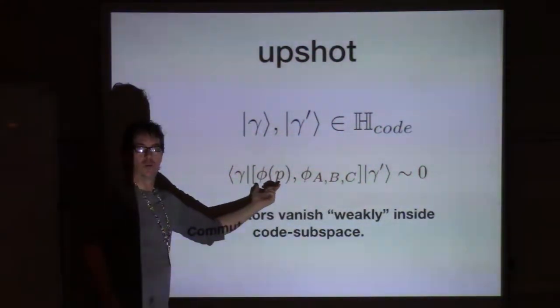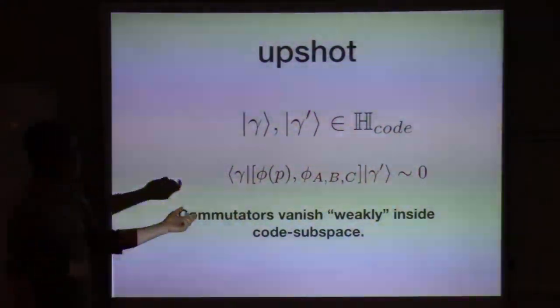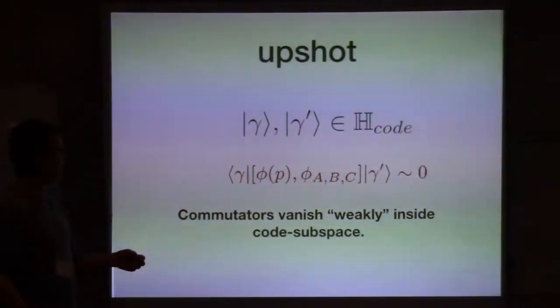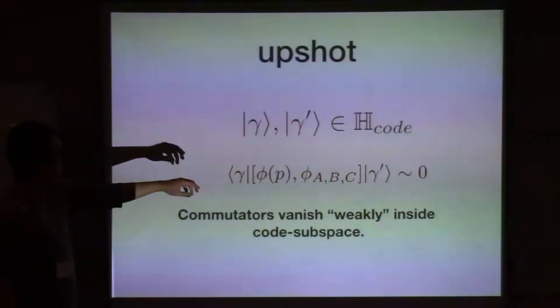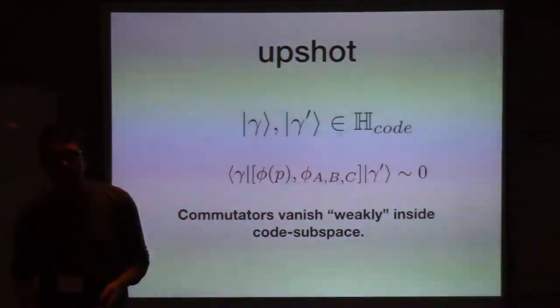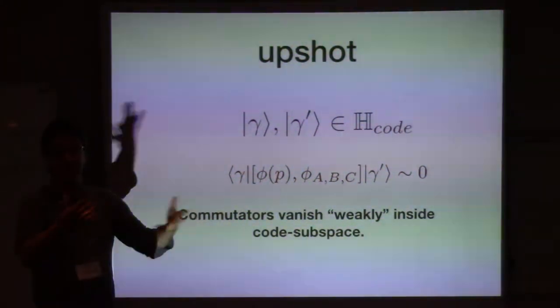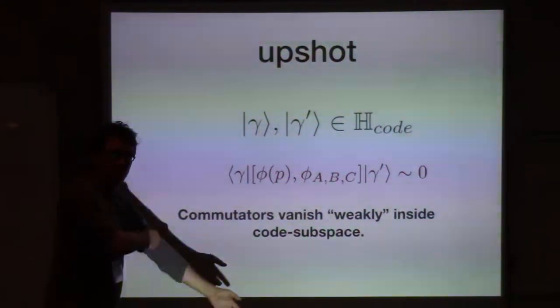But then I have to tell you what the different reconstructions of phi P are. So the phi P have to be equivalent to each other. That depends on choices that are made. So there's no one unique H-code because there's no one unique phi P, but the different phi P have the same matrix elements inside whatever I call the code space.